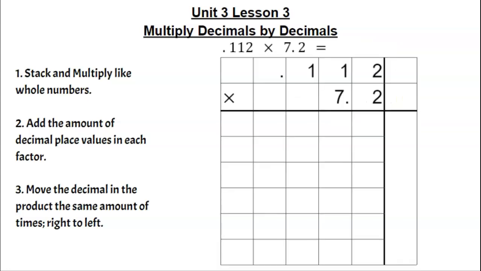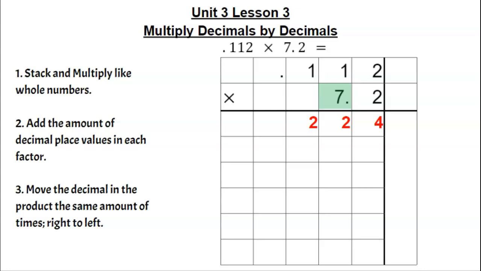Next, we have 112 thousandths times 7 and 2/10. So we multiply our 2 times 2, and the 4 drops down beneath this 2 we started multiplying by. And then 2 times 1 is 2, and 2 times 1 is 2. Notice that I've kept all of my place values lined up.